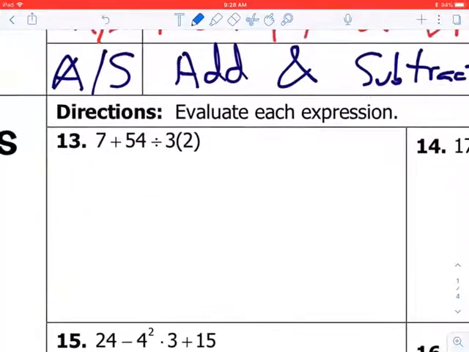So let's go ahead and try some examples here. Okay, so number 13, you're looking at this, look at our operations. We've got addition, we've got division, we've got multiplication. So this one's a little weird because really we want to make sure to save the addition for last. But we've got division and we've got multiplication. Again, left to right means we're going to take care of that first. So it's 7 plus 54 divided by 3 is, well, 18, I believe.